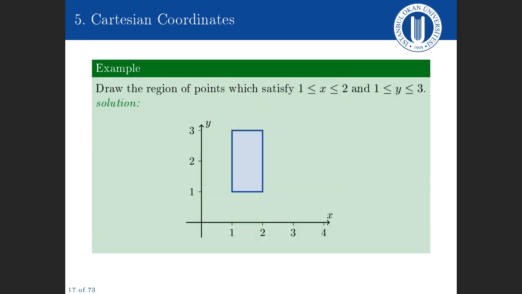Draw the region of points which satisfy x is between 1 and 2, y is between 1 and 3. Here we're going to have 4 lines. x is equal to 1, x is equal to 2. That's 2 vertical lines. And we're going to have 2 horizontal lines. y is equal to 1 and y is equal to 3. This is y is equal to 1, this is y is equal to 3. We're interested in everything that's between these lines. So that's going to be a rectangle.